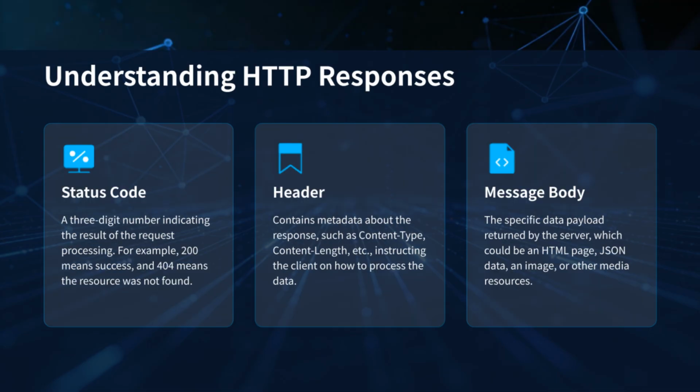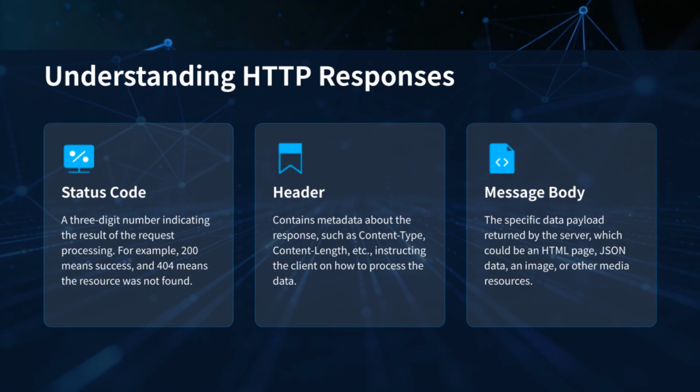Receiving an HTTP response. When the receiving app gets the request, it sends back an HTTP response. This is its reply. A response also has three key parts that are super easy to remember. Status code, a 3-digit number indicating whether the request was successful or not. The most common code is 200, which means success. Another common one is 404, indicating that the resource you wanted wasn't found. We've all seen that error.